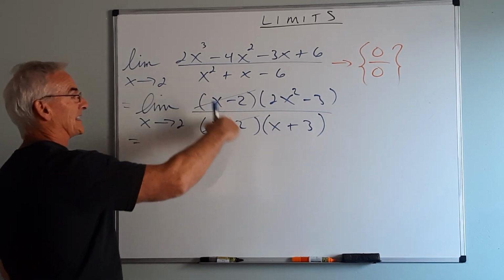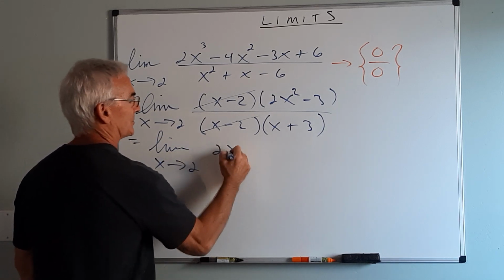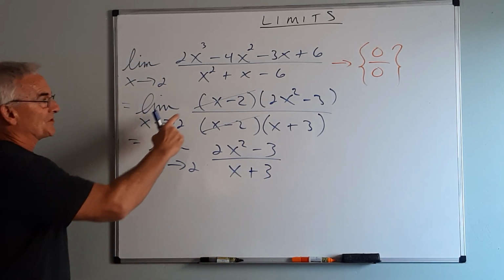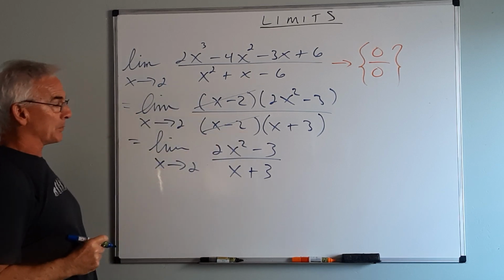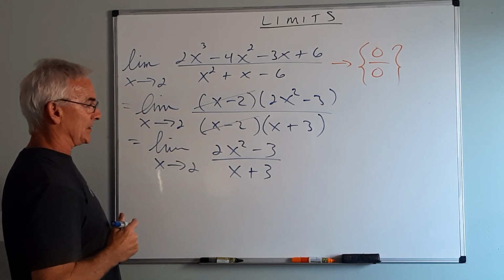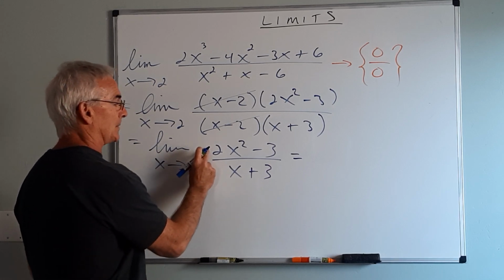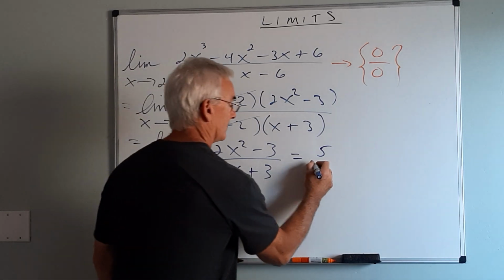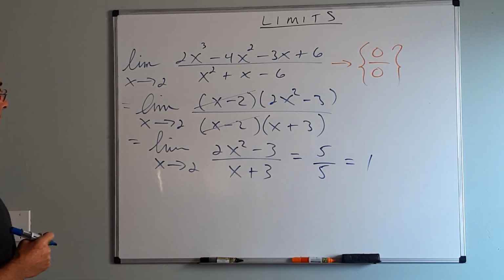What I'm going to do is eliminate the part of the problem that's causing the issues. x equals 2 is what's called a removable discontinuity because I am removing it from the problem as a discontinuity. Right now, this quantity can easily be evaluated at 2. So if I replace numerator and denominator with 2, I'd get 2 times 2 squared minus 3, that's 5, over 2 plus 3, and so my final answer would simply be 1.